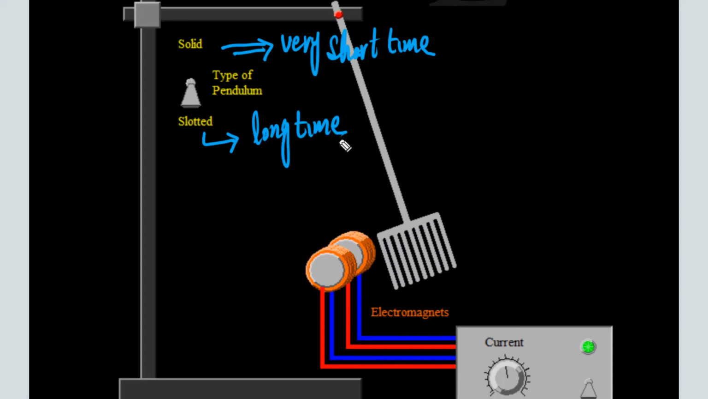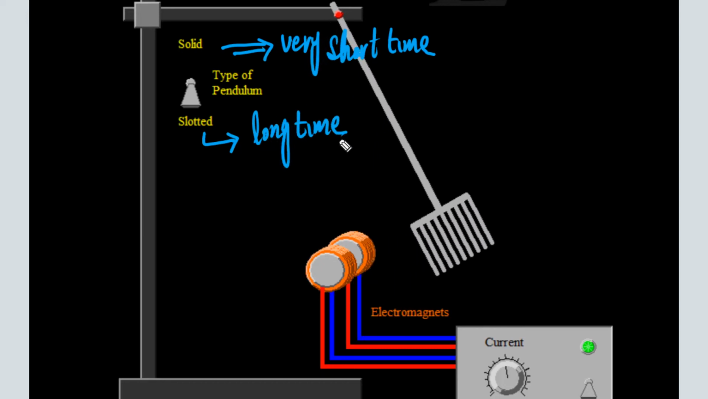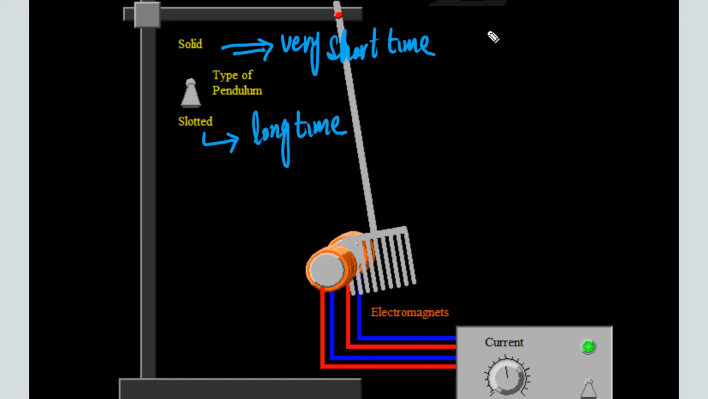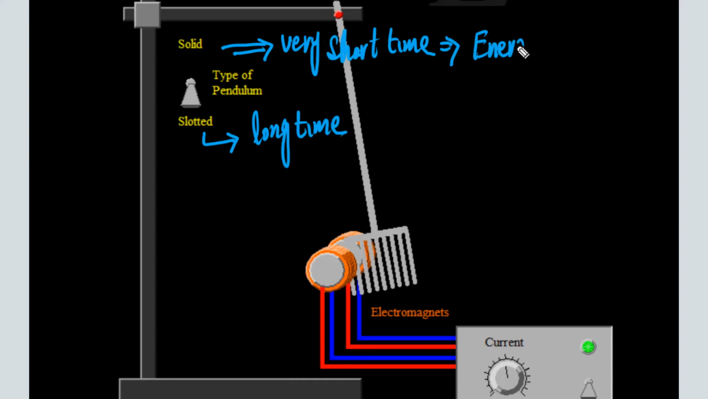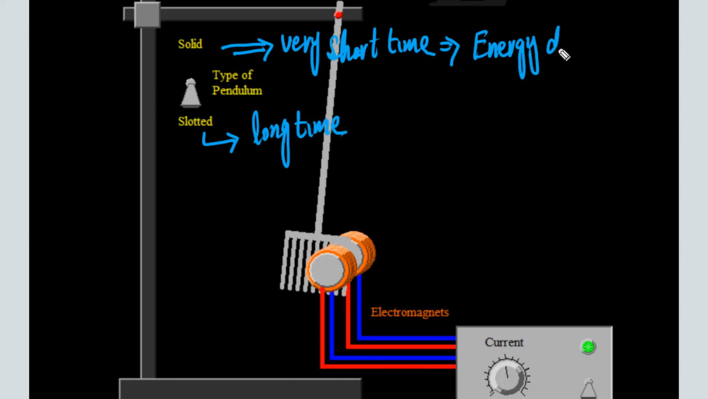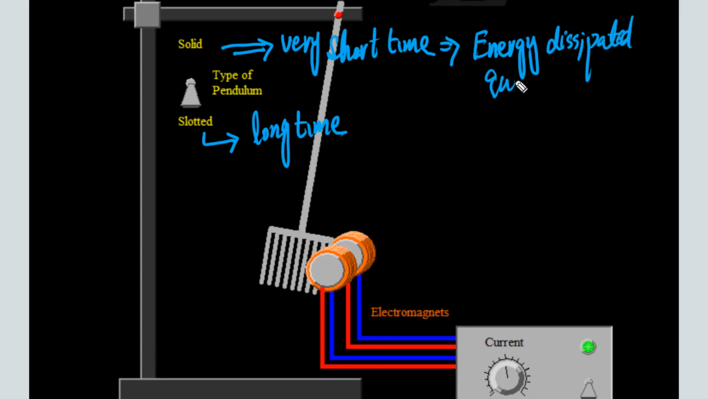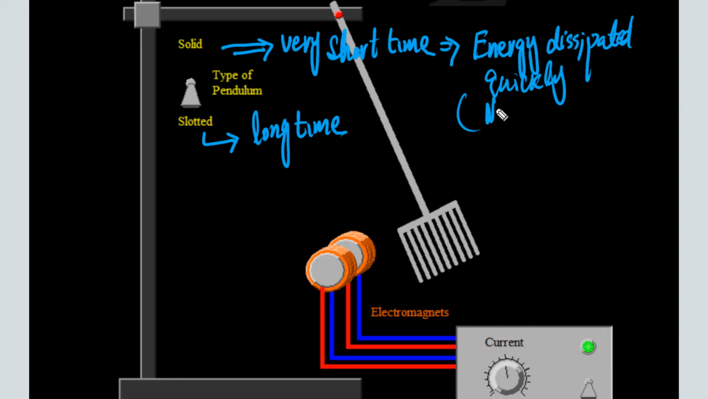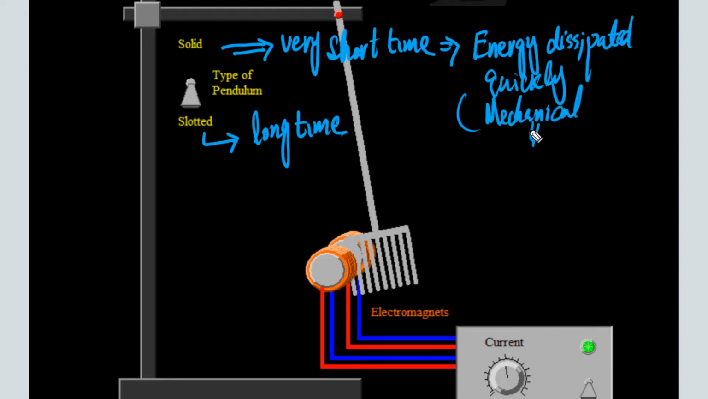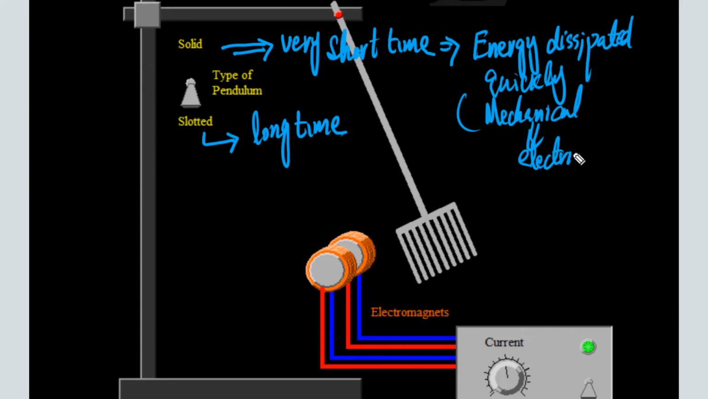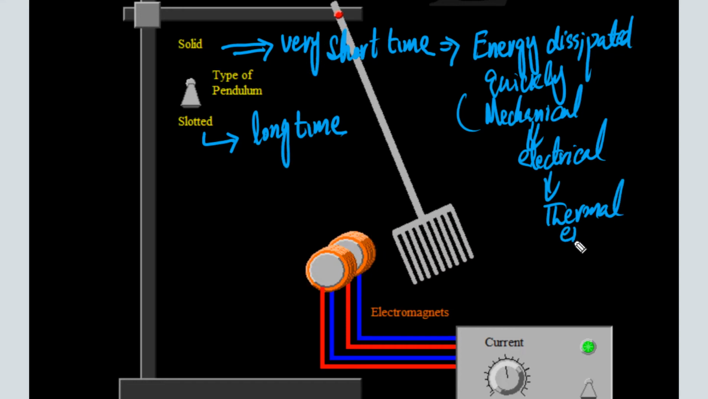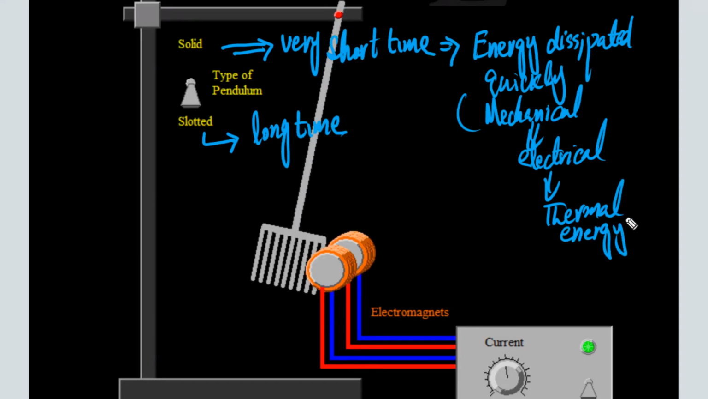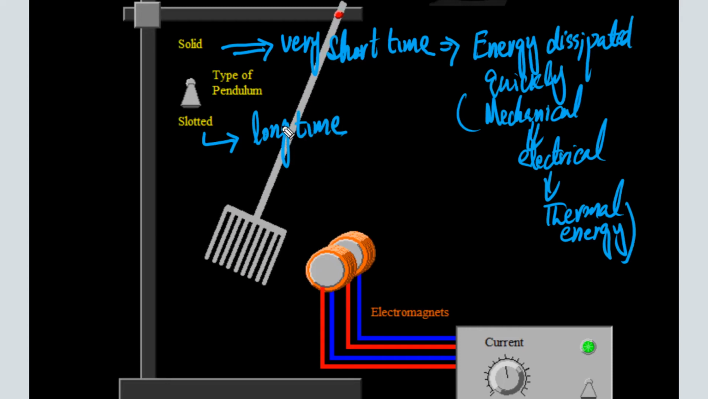So you can see from here, the motion of the solid and slotted plate inside the uniform magnetic field is different. Or we can simply say that a very short time means that energy is dissipated very quickly in the first case. In this case, mechanical energy is converted into electrical, and electrical is finally converted into thermal energy. The time taken in this process is very short. But for the slotted plate, the time taken is longer.